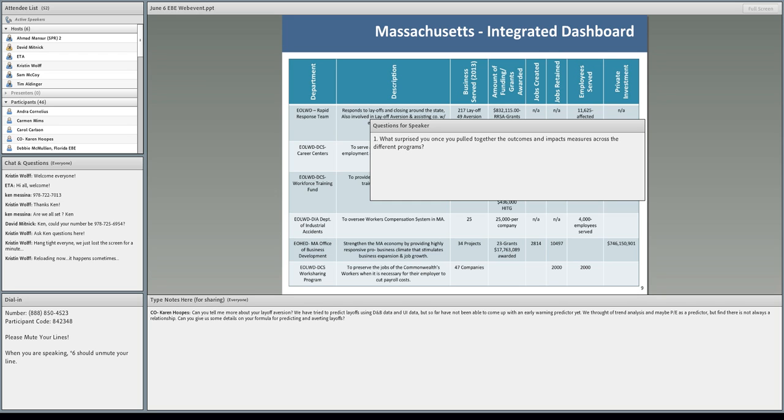Sam? Great. Thanks, Ken. Just want to see if there are any additional questions out there. Thanks for answering those questions, Ken. Just want to check and make sure that if there are any additional questions that others may have before we move forward. So there is one question here, and Ken, you may have answered this, but what surprised you once you put together the outcomes and impact measures across different programs?